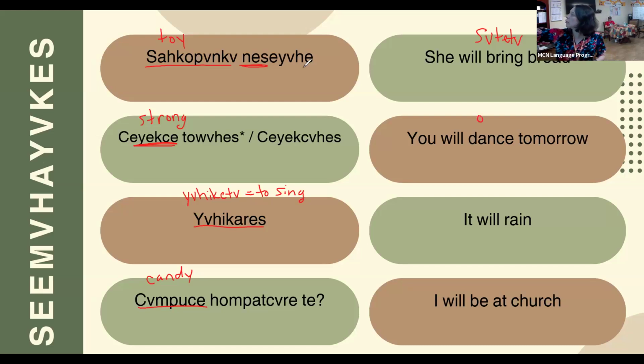Dance is obanida. And remember, a lot of people leave off that first O and it just becomes banida. And then tomorrow is boxy. Rain is oski. And church is Mvskoke.